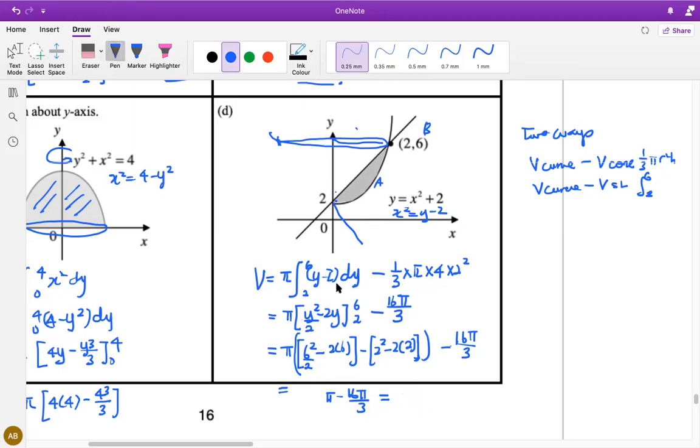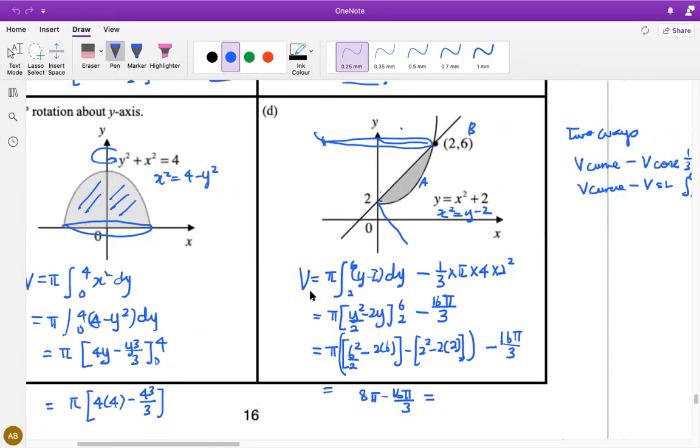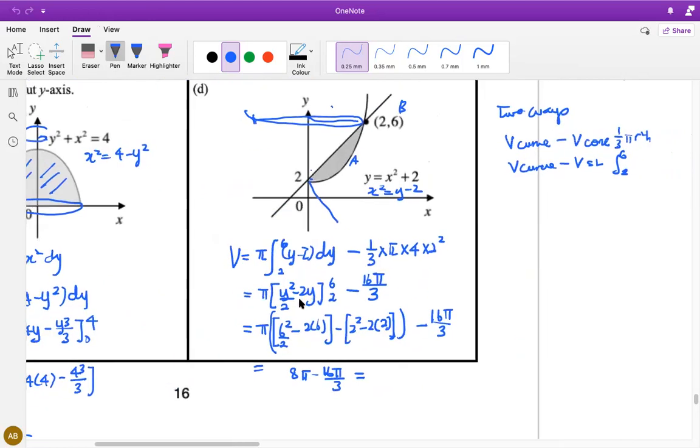I mean, this is always a mistake done by students. So y squared over 2. So remember, y squared over 2. Okay. So y squared over 2 minus 2y, that's 4. Therefore, 6 squared over 2 is 18. 18 minus 12. Sorry, 36, 18, right?